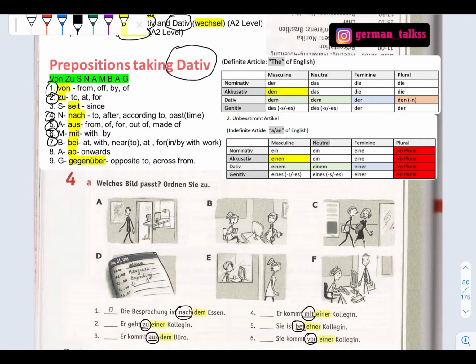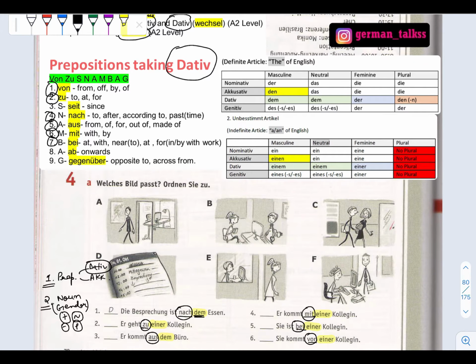So the main question is why there is "dem", "einer", and "einer". For this, you need to see two things. First thing, which case do the prepositions take? Dative case or accusative case. In this exercise, we have only dative case. Second thing, the gender of the noun. Whether it is masculine, feminine, neutral or plural.